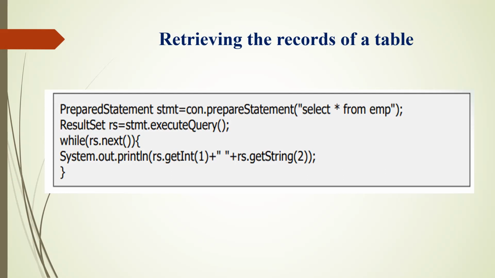rs.next() will get each record from the database. First record it will get and it will print the first record's first 2 columns. rs.getInt(1) will get the first employee ID. Then one space will be printed. Then we will get employee name. rs.getString(2) will get the employee name. This while loop will execute. If there are 10 records, the while loop will execute 10 times. The next() method is used to get the next record from the employee table.